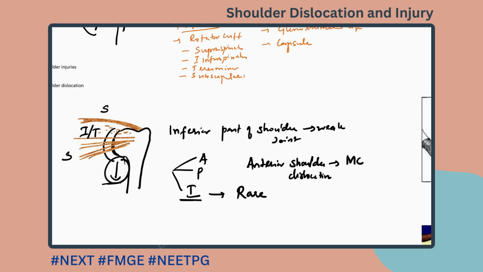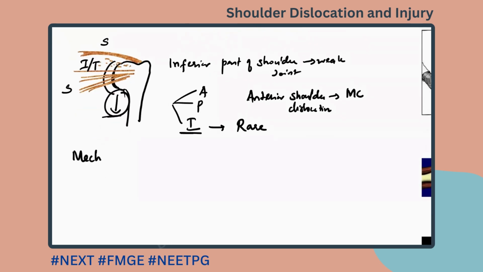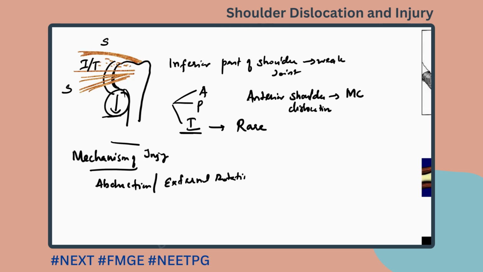The reason for the shoulder joint to get dislocated is the mechanism of injury. Usually the most common mechanism that causes dislocation in the shoulder joint is abduction and external rotation injury. Abduction and external rotation.